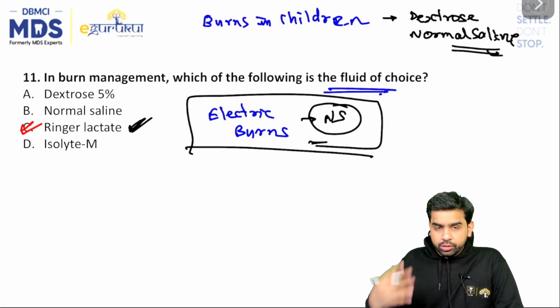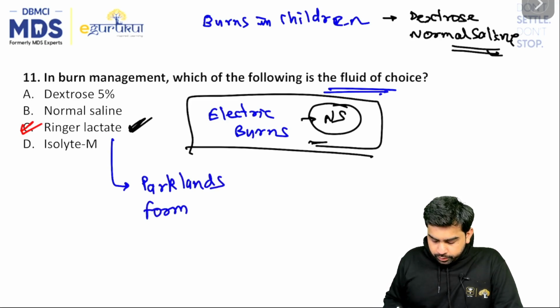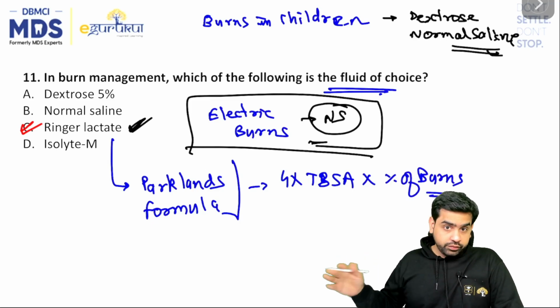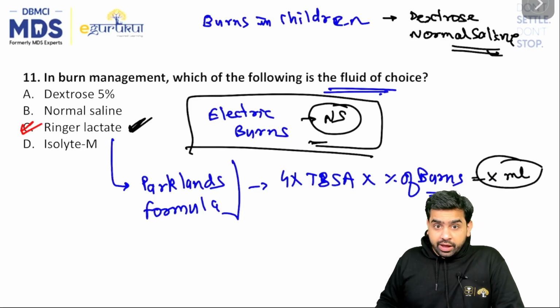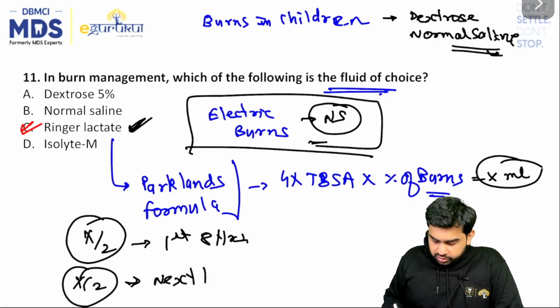Now, how do you calculate how much fluid has to be given to these patients? This is based on Parkland's formula. So what do you have in this Parkland's formula? 4 into the total body surface area into the percentage of burns. This gives you the value x ml. You divide this x by 2. So x by 2 has to be given in the first 8 hours, and the remaining x by 2 has to be given in the next 16 hours. Please try to understand, this is Parkland's formula.